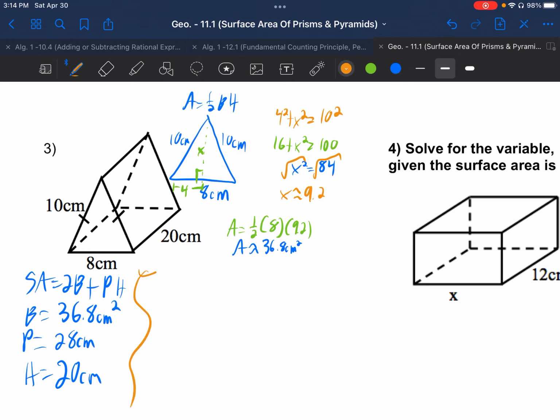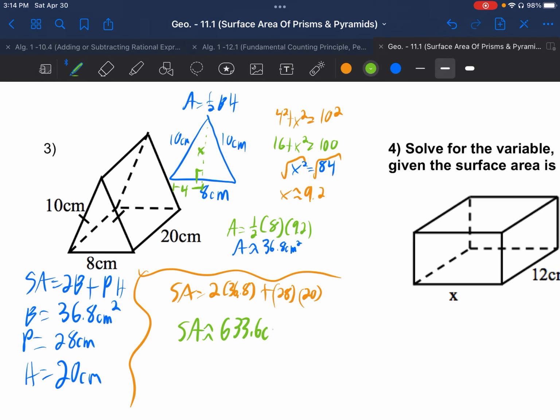Finally, we have enough information to plug this into our surface area formula. 2 times the area of the base, 36.8, plus the perimeter times the height, 28 times 20. Let our calculator do all the work for us, and to the nearest tenth we find the surface area to be 633.6 square centimeters.